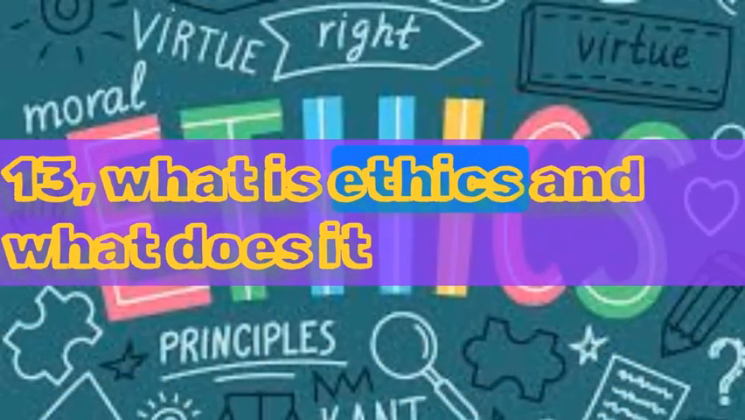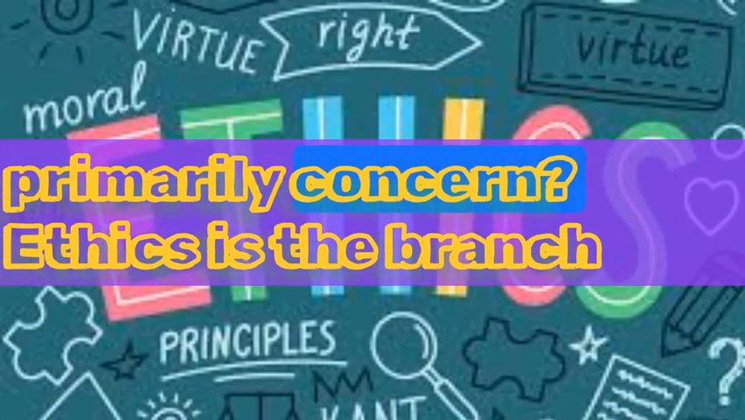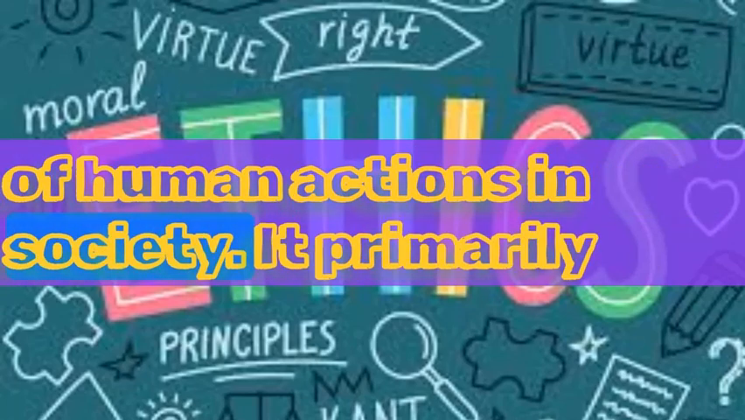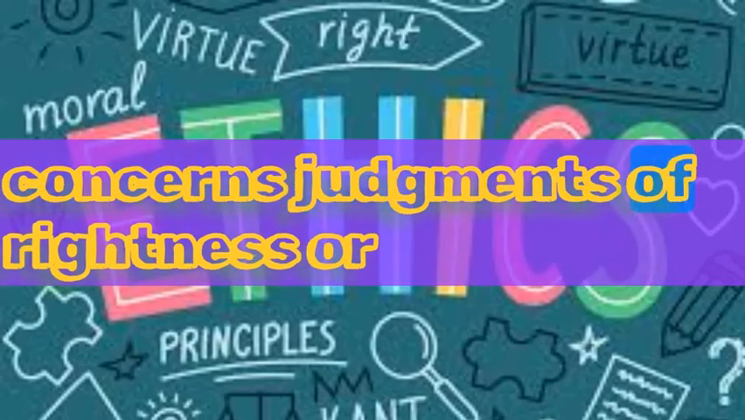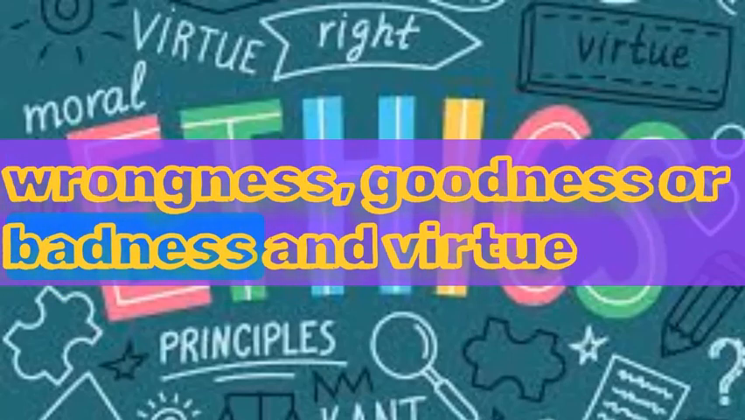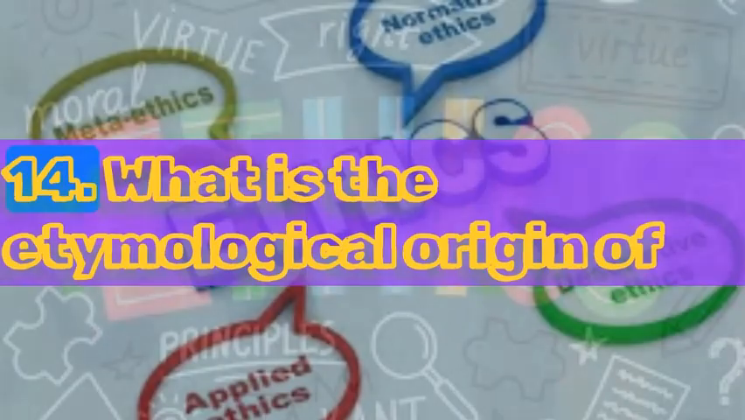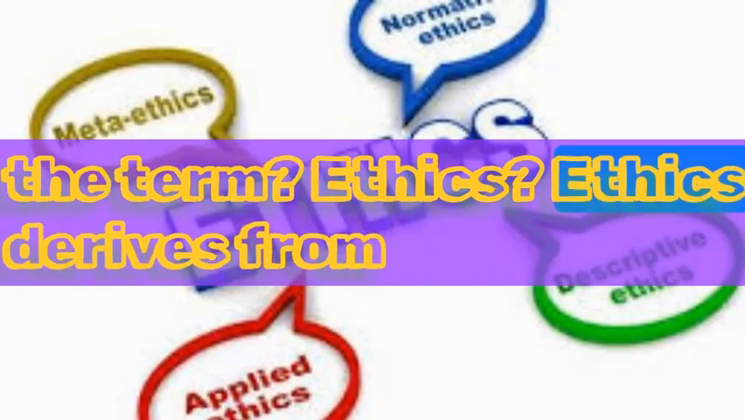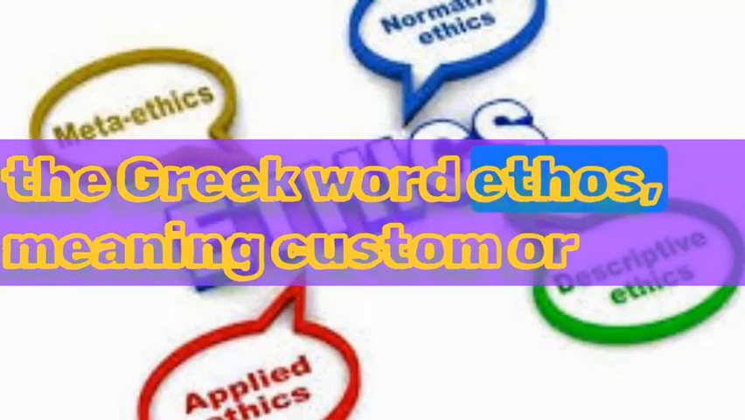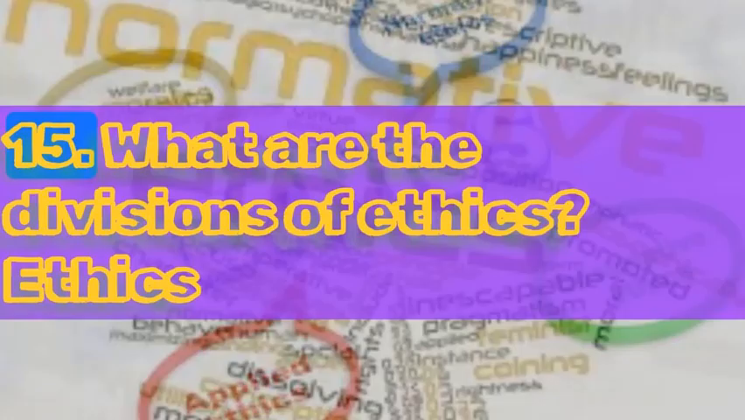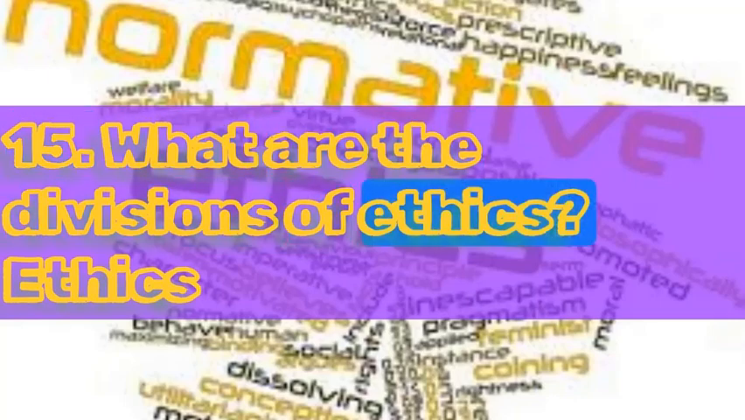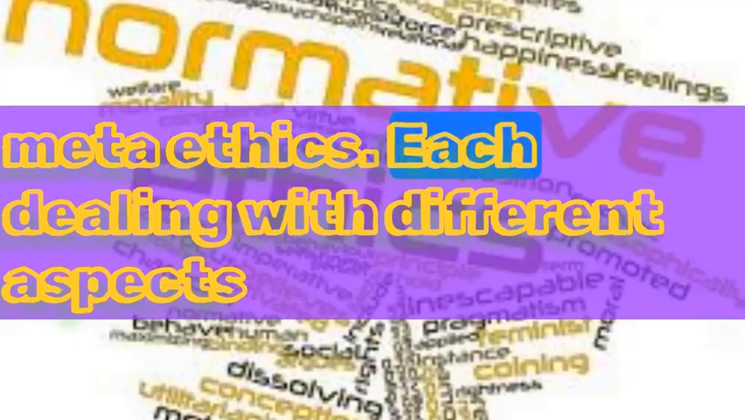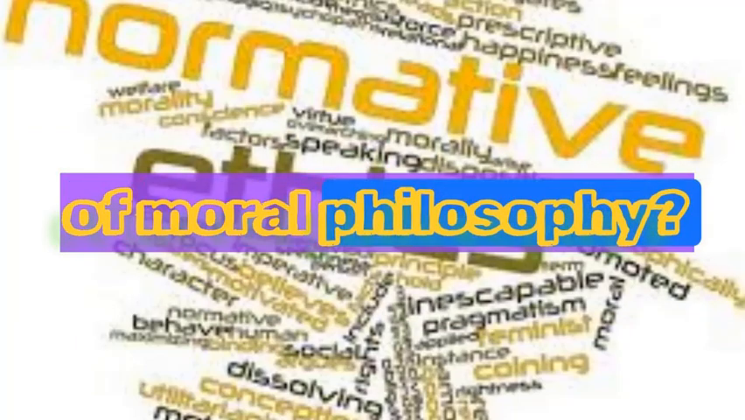13. What is ethics and what does it primarily concern? Ethics is the branch of philosophy that deals with the morality of human actions in society. It primarily concerns judgments of rightness or wrongness, goodness or badness, and virtue or vice. 14. What is the etymological origin of the term ethics? Ethics derives from the Greek word ethos, meaning custom or character. 15. What are the divisions of ethics? Ethics is divided into descriptive, normative, and meta-ethics, each dealing with different aspects of moral philosophy.